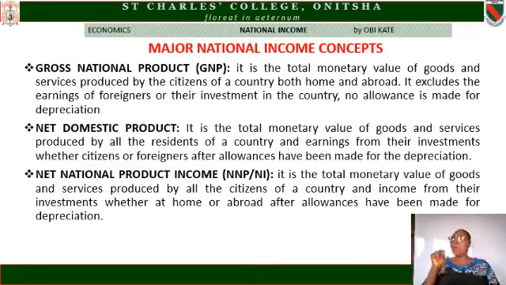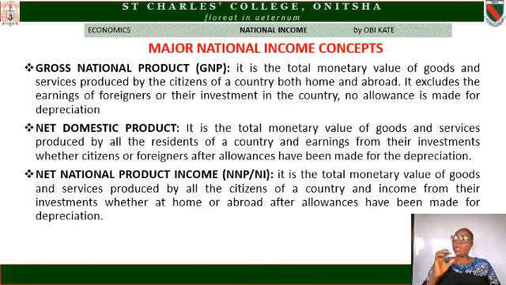Gross national product, in abbreviation, GNP. It is the total monetary value of goods and services produced by citizens of a country, both home and abroad. It excludes the earnings of foreigners or their investments in the country. No allowance is made for depreciation.